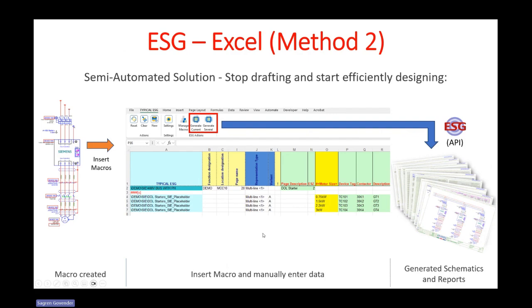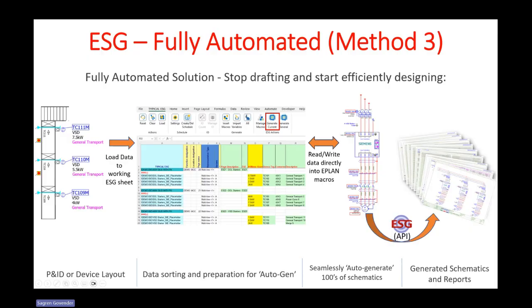insert the macros into Excel, which gives you a bit more flexibility. You can drag and drop down, and that makes it a little bit faster. And once that is done, you can generate the schematic drawings through the Excel method. And the third method, which is more a demo, is how we can automate this process. We can take information from your PNIDs or from your device layout, extract that into Excel, import that into the ESG, and auto-populate those variables using VBA code, and literally press a button and generate these drawings. So I'll run you through the 3 different methods.